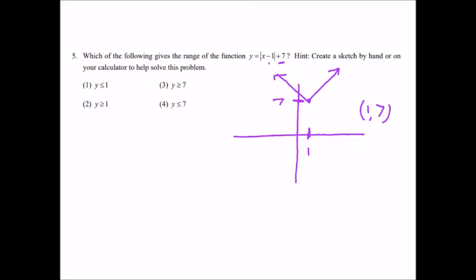All right, so we're asked about the range. Now, range is the y value. So the least y value that we have is 7, and then it goes up from there. So we need something that says 7 or up, which I think is number 3. Y is greater than or equal to 7.